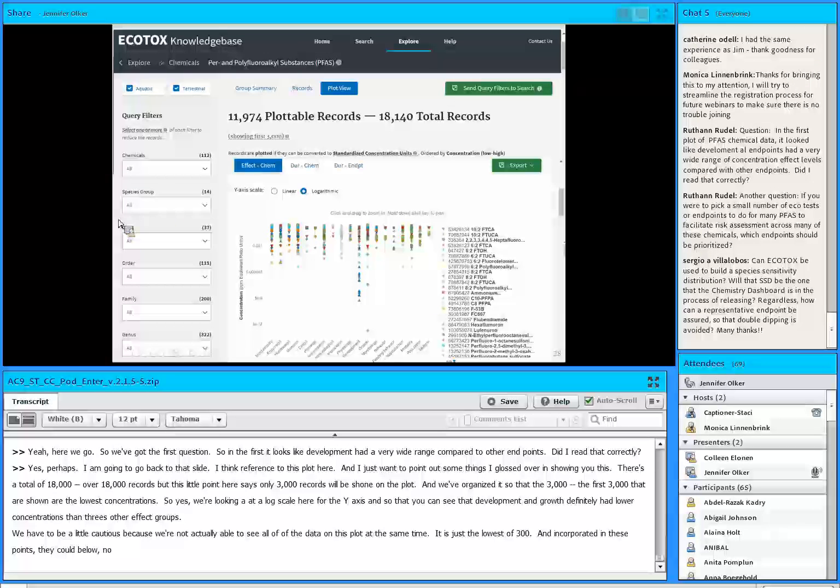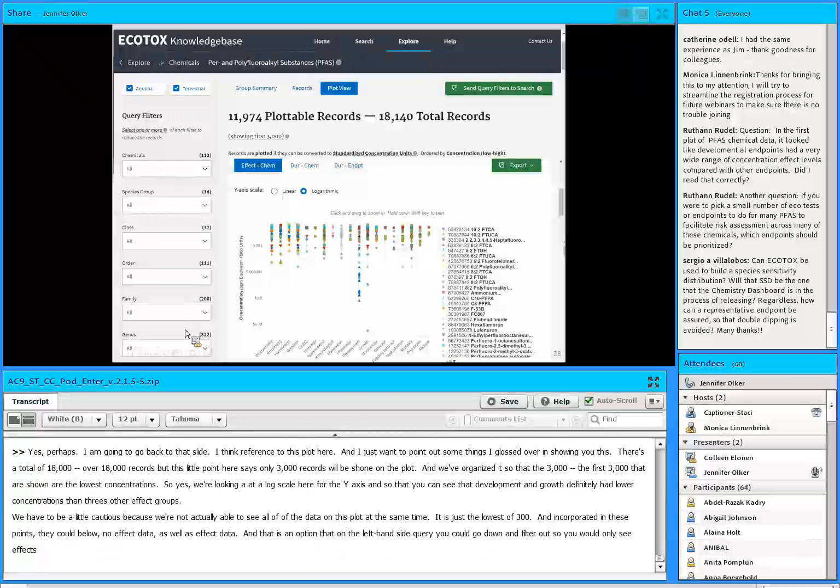And that is an option that on this left-hand side query, you could go down and filter out so you would only see effects and exclude the no-effect data if you'd like, or just focus on LC50s. There are a variety of different options there.